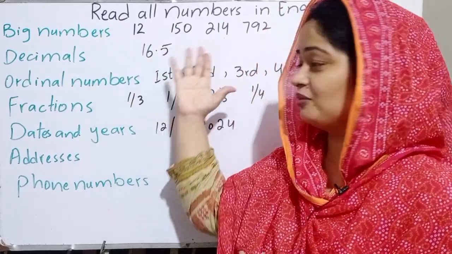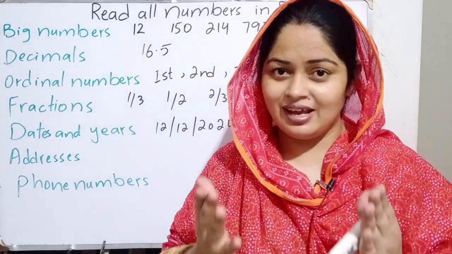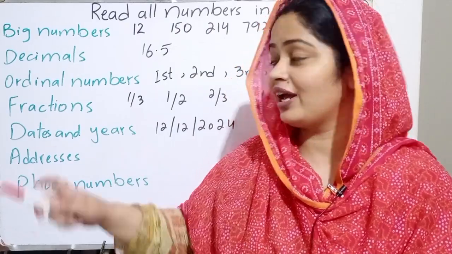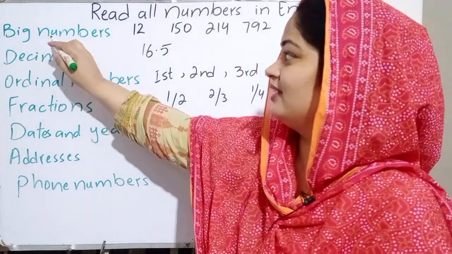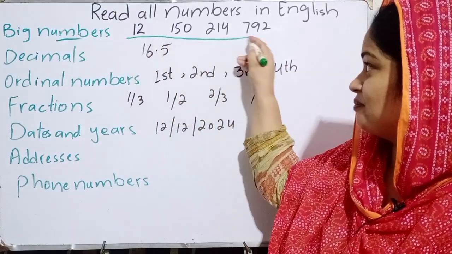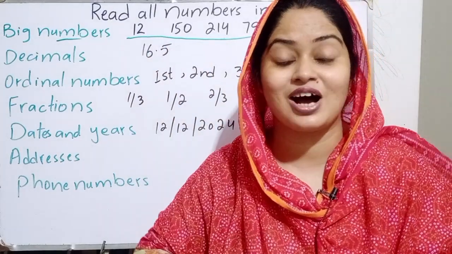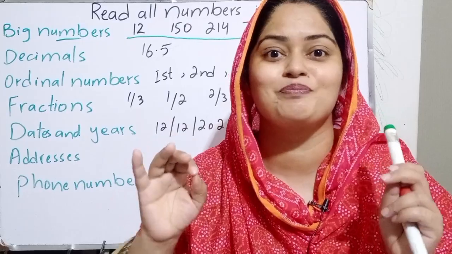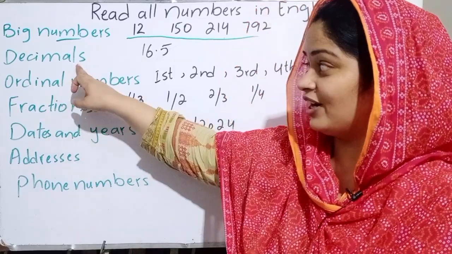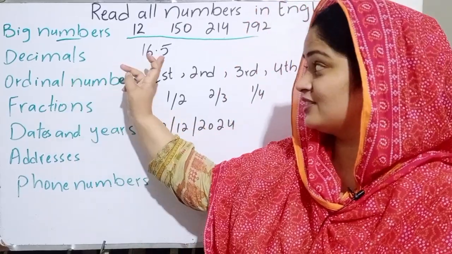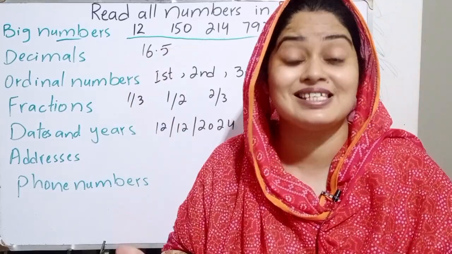Read all numbers in English. Can you answer me? How can you read this big number? This big number, this is a number. How can you pronounce it? How can you even read this mega number? And what about the decimals? Decimals with point. How can you read this?